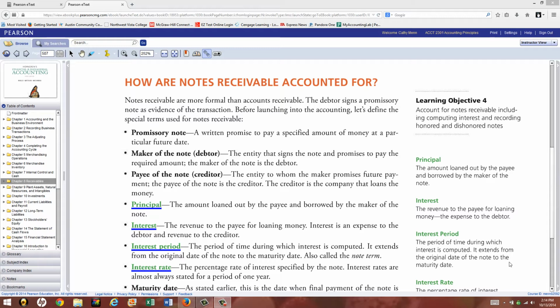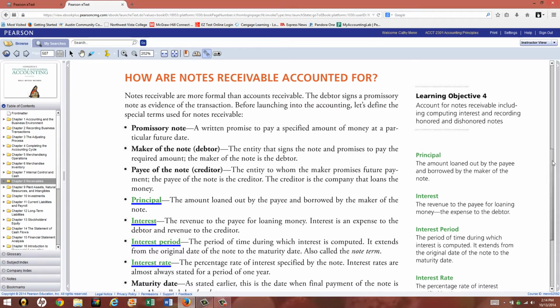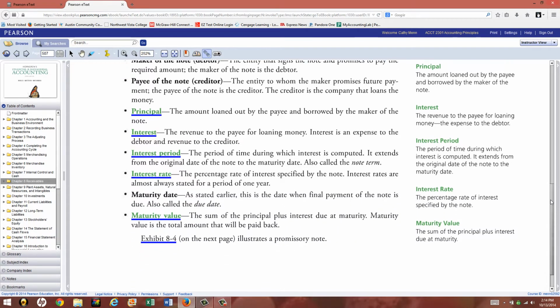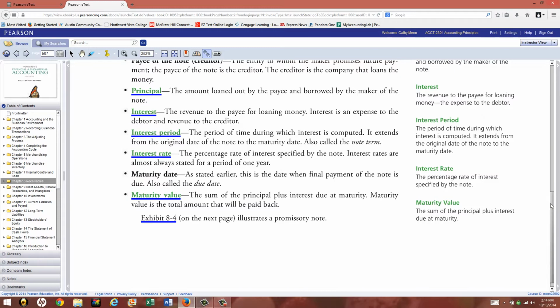There's some terminology that you need to be aware of. Promissory note means that there's a written promise to pay a specified amount of money at a particular future date. The principal is the amount of money that is being borrowed. And then the interest, obviously, is the expense that the borrower is going to pay to the person or the company that loaned it to him.